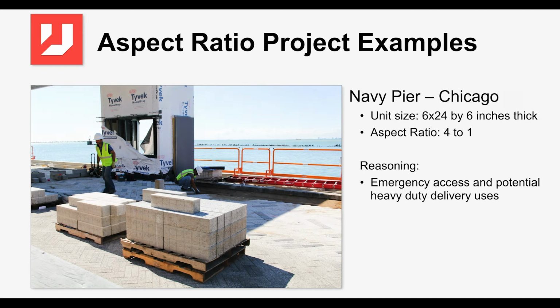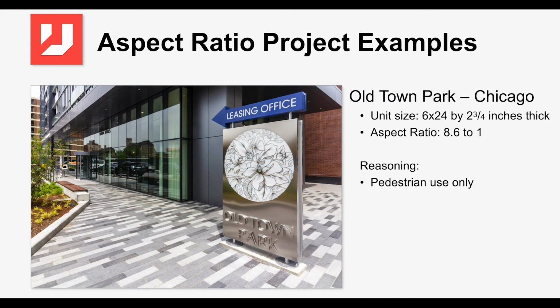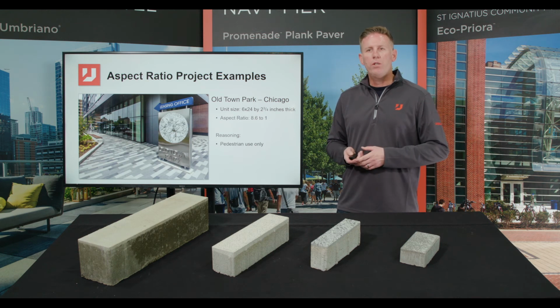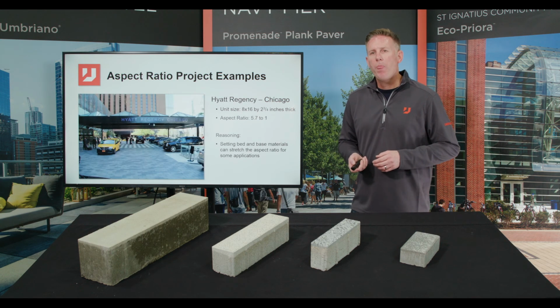Now the exact same size unit, a 6x24, was used on this project here called Old Town Park, except this is only 7 centimeters thick. So the aspect ratio is 8.6:1, but the exact same surface area. Now this is only for pedestrian walkway, so it's not as critical to have a paver this thick, so there's some savings money-wise for doing that.